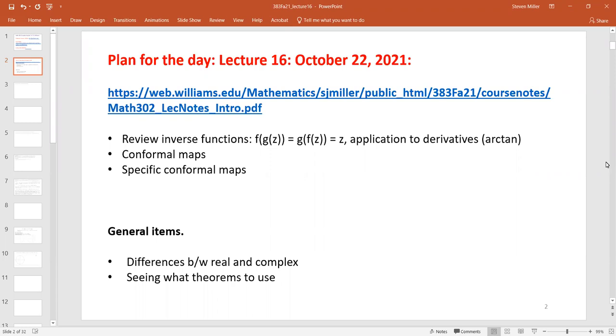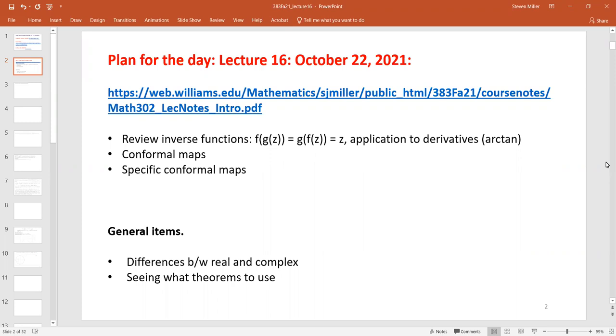All right, and then towards the end, we will talk about specific conformal maps. One of the best quotes I ever heard is, it's a shame that we can't visualize four dimensions well, because then you could view the image of a complex function. You know, because if you have a complex function that's a two-dimensional input and a two-dimensional output, so we need four dimensions. There's games you can play.